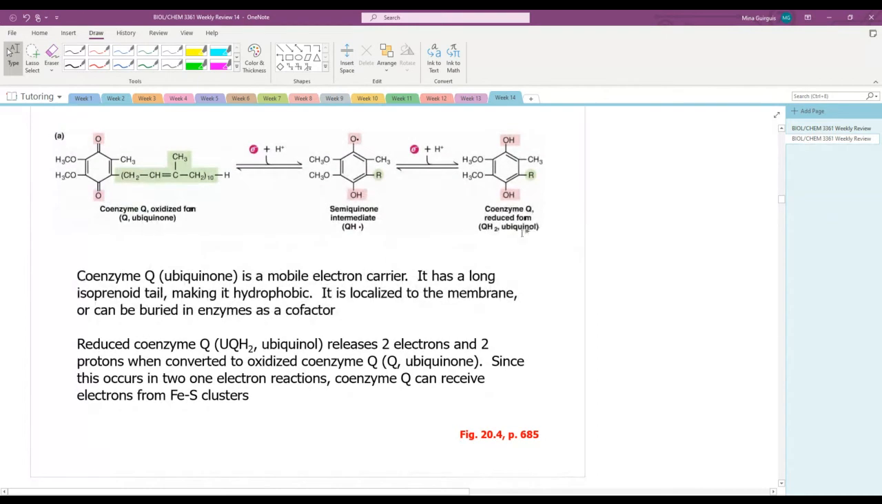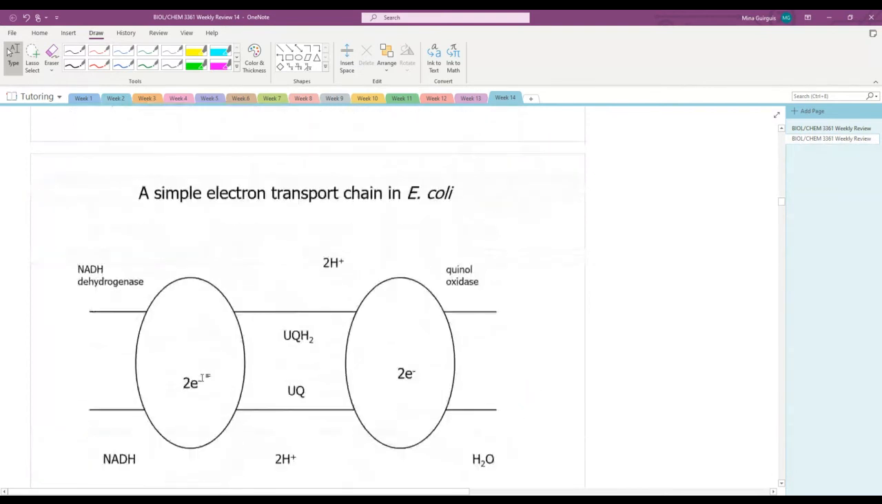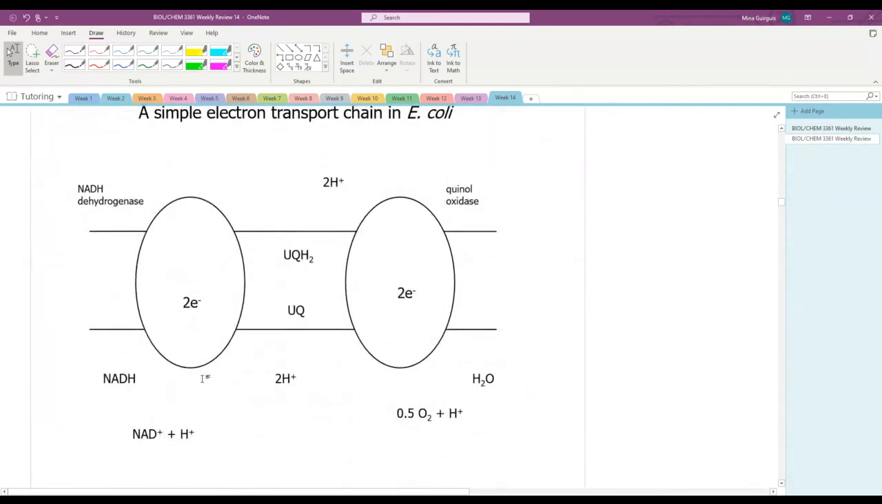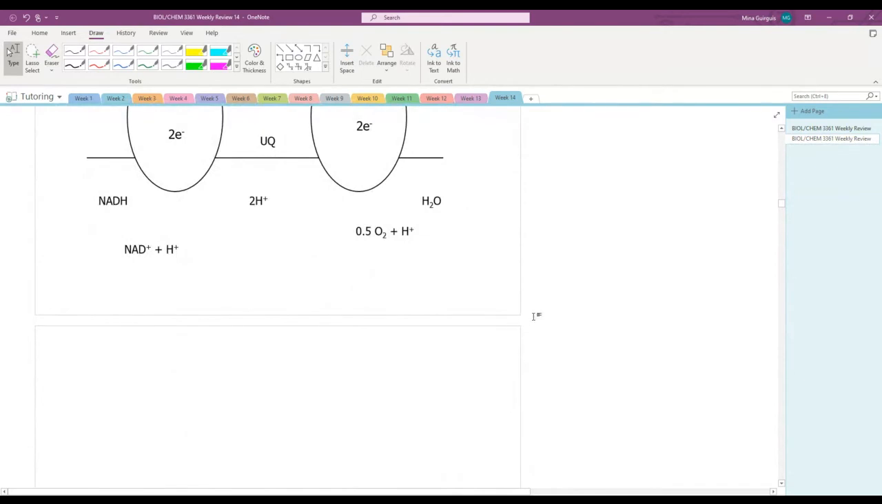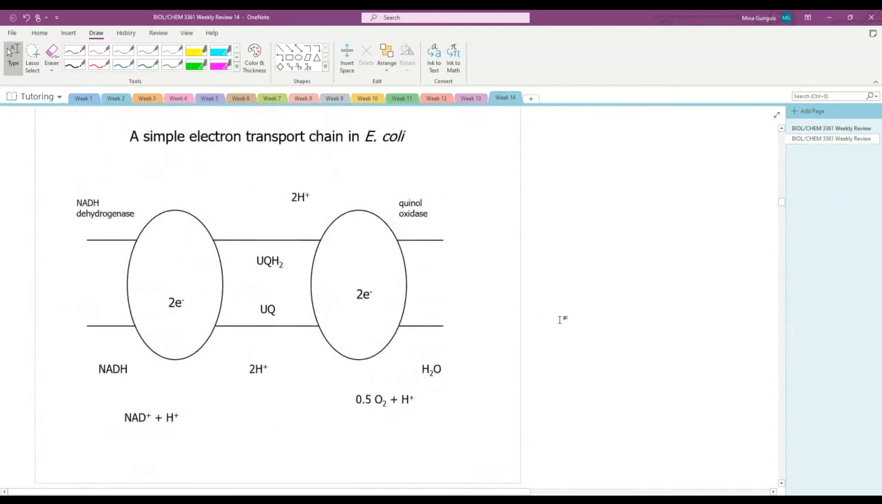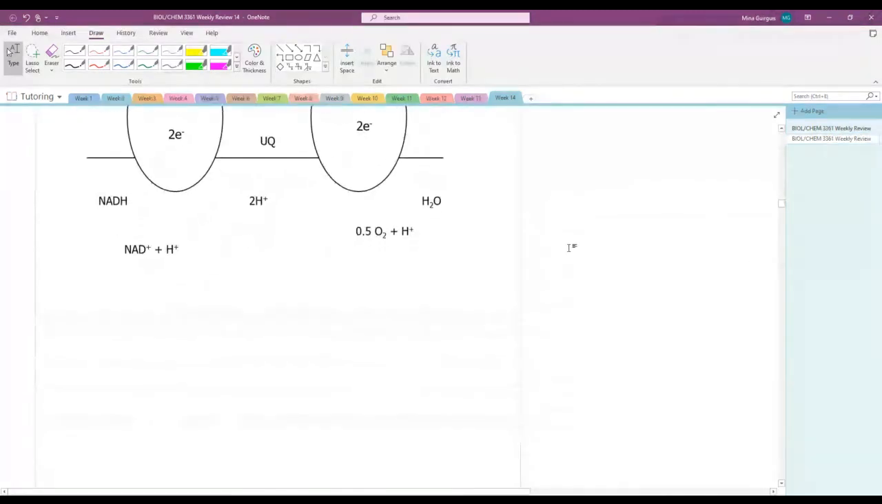Okay. So we use iron sulfur clusters. I told you they wouldn't, I told you that they weren't going away. So let's look at this as an example. So we have NAD plus and we have O2. NAD plus wants to transfer its electrons to O2. So how does it do that?